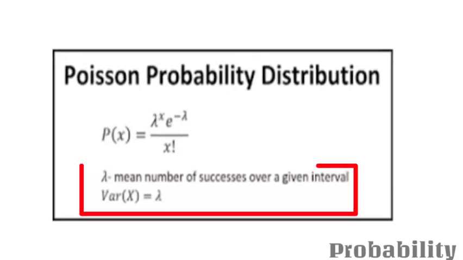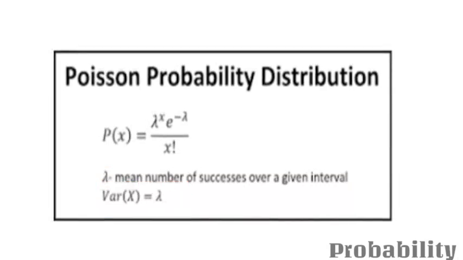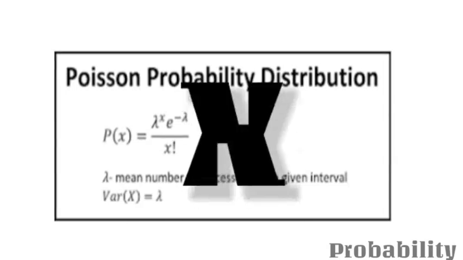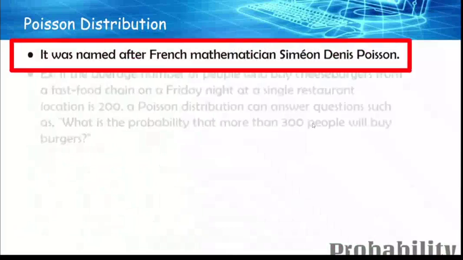You will have the data set, so you will find the mean of the successes, not the mean of the outcomes, rather the mean of the successes. Lambda can also be found as the variance of x. It is named after a French mathematician.